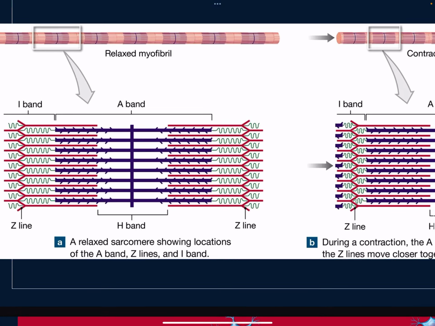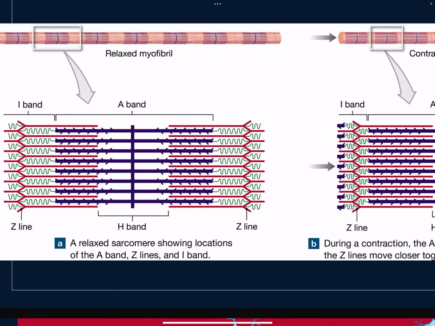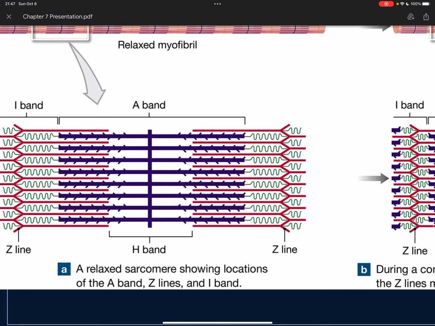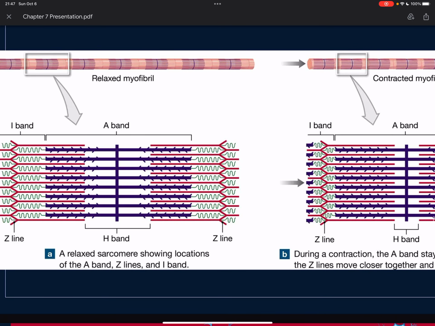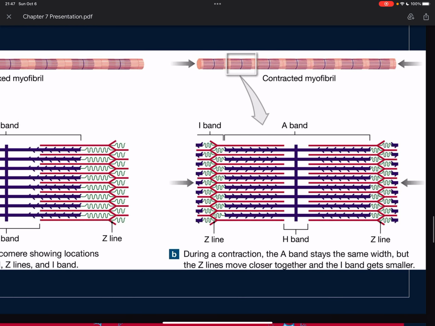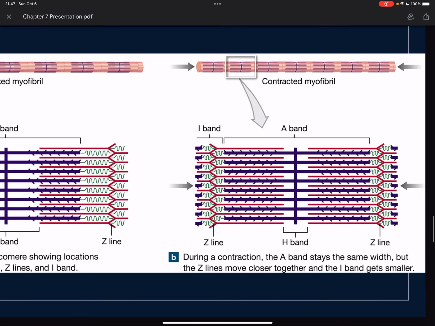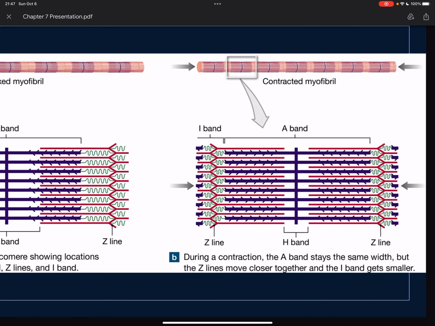So this is a relaxed sarcomere showing the locations of the A band, which is at the top right here, the Z lines, and the I band. This is a relaxed myofibril. In the contracted myofibril, the A band is going to stay the same width, but the Z lines are going to move closer together and the I band gets smaller. So if it's relaxed, it's more stretched out. If it's contracted, it's more squeezed in.